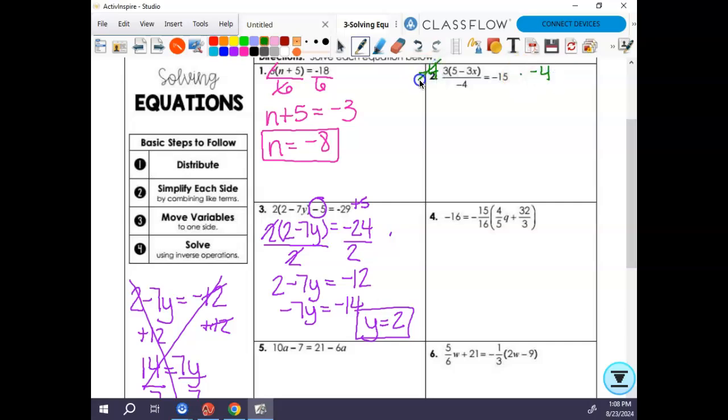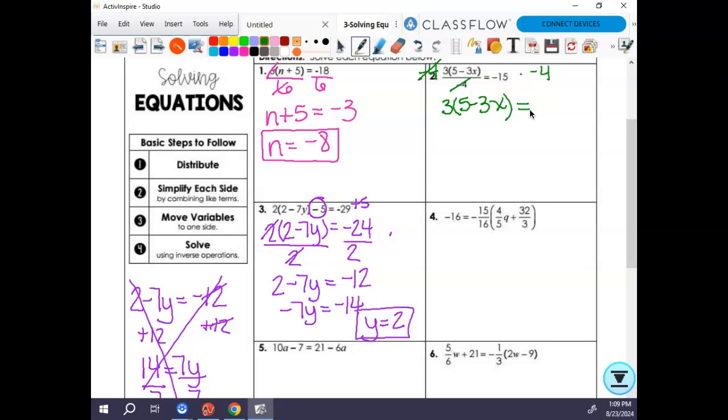When you do that over here, these cancel out. So you're left with 3 times 5 minus 3x equals, now before I worry about what 4 times 15 is, I have a negative times a negative. What does that become? Positive. And when you multiply by 4, you can just double it and double it again. What's 2 times 15? 30. And 2 times 30 is 60.